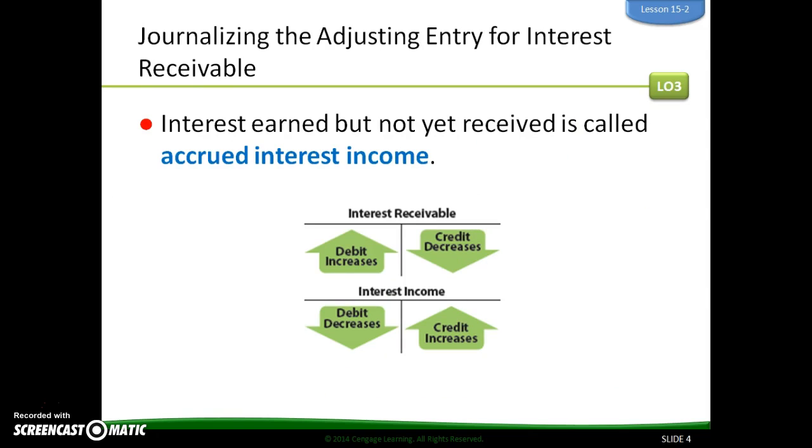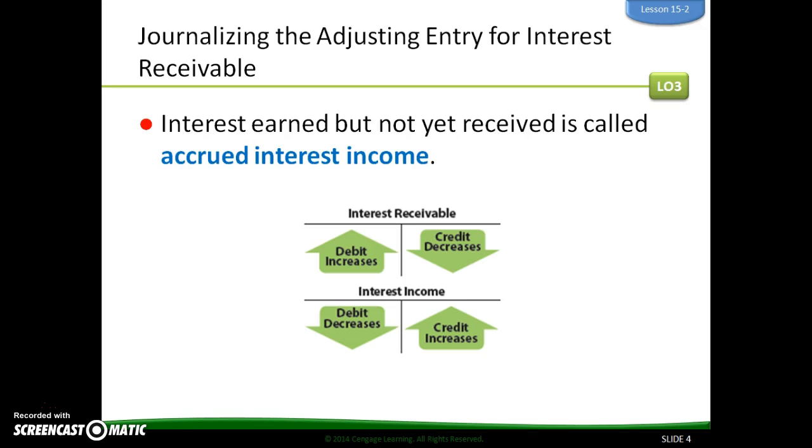Okay, the next thing we want to be thinking about is journalizing an adjusting entry for interest receivable. We want to make sure that we understand that interest that we know we've earned but have not yet received is accrued interest income. So we make sure that we've accrued for it on our books and it's going to be coming in later. You just want to be aware that that's part of GAAP, generally accepted accounting principles, that you record for that accurately.